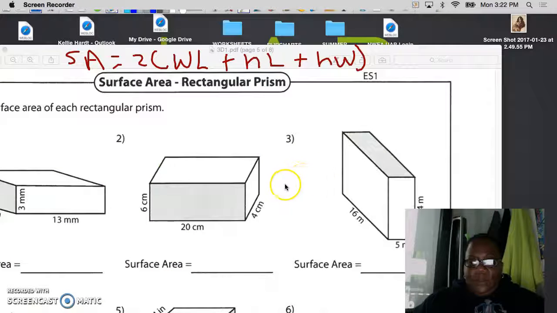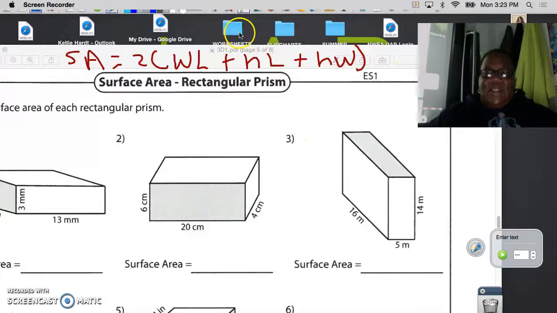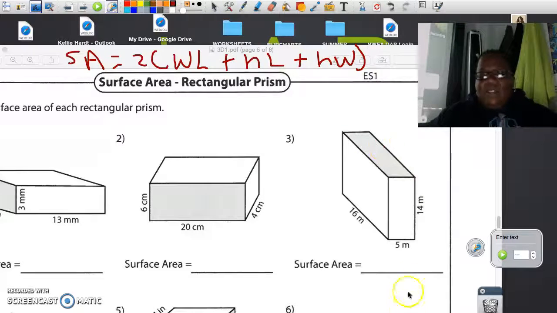Okay, I think I last left off with number 3. I can't remember if I did number 3. I don't think I did, so I'm going to go and do number 3. Now that we know how to figure out length, width, and height, let's go ahead and plug in these numbers. So remember, this one is the width.